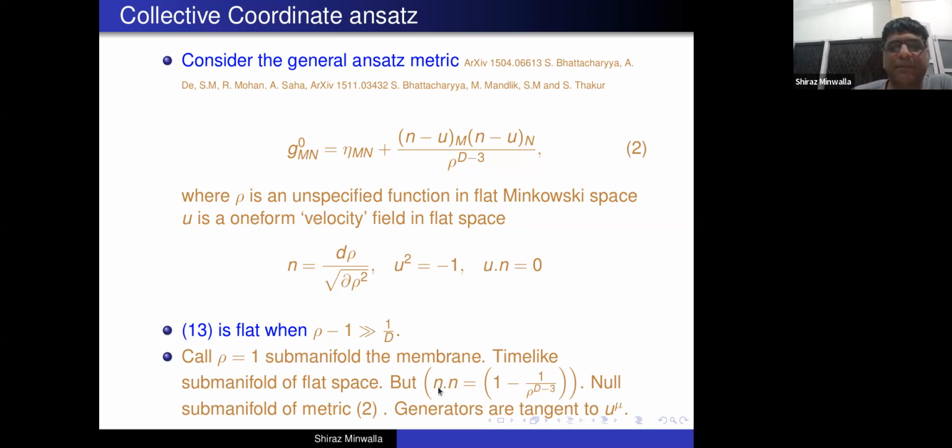It's easy to see just by computing the norm of the normal to rho at any general value of rho in this metric. The norm turns out to be 1 minus 1 by rho to the power d minus 3. This is a 2-line calculation. And when rho is equal to 1, this goes to 0. So rho equals 1 is a null submanifold of the metric. And the generators of this null submanifold, the tangents of these generators, are in the direction of u mu. This is another easy thing to check. So far we've just written down some metric.